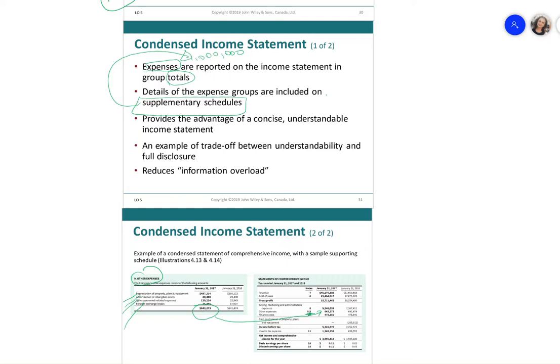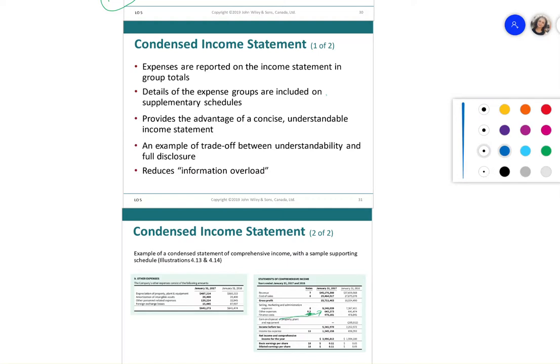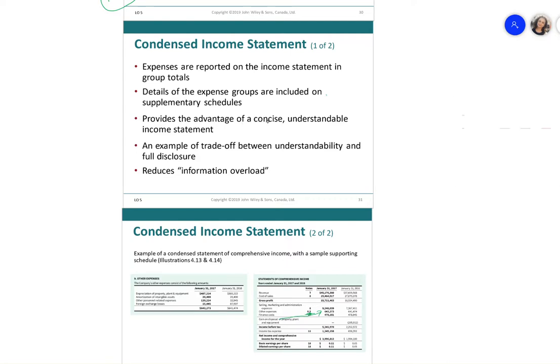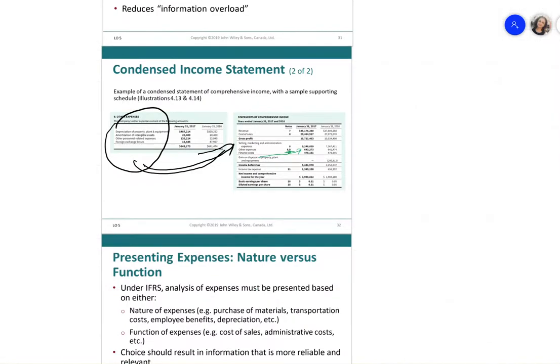So in other words, if you have a condensed statement, you have to provide a lot of notes for the users to see if they can break it down to what each expense is for them. It provides the advantage of being a concise, understandable income statement. Some investors like condensed income statements. It reduces the information overload. So if I were to put all those expenses in the body of the income statement, sometimes your system overloads because there are too many expenses. So sometimes simple is better. So that's what it means.